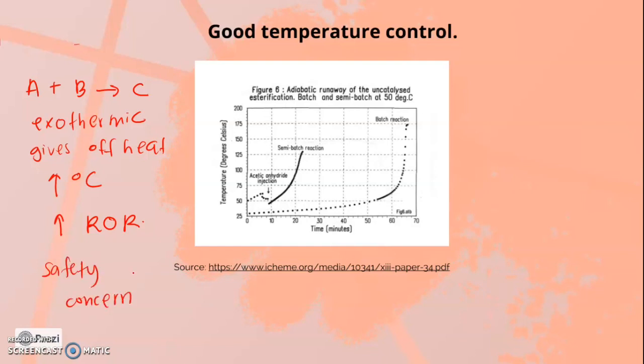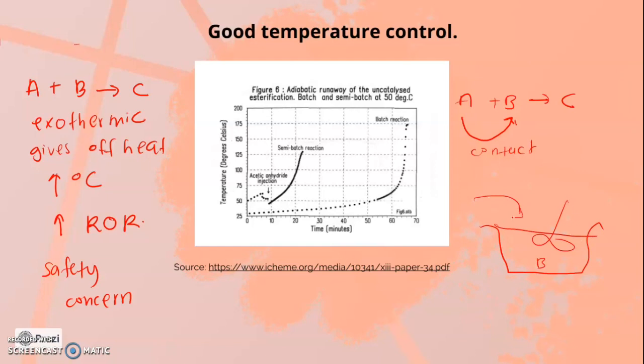As much as we want to produce a lot of product, you have to take into consideration those factors, safety concerns, and so on and so forth. However, let's say you have reactant A, react with B, produce C. You control the time of A reacting with B. You control how they contact each other in the reactor. You control how A flows into B, how fast you want it, the flow rate basically.